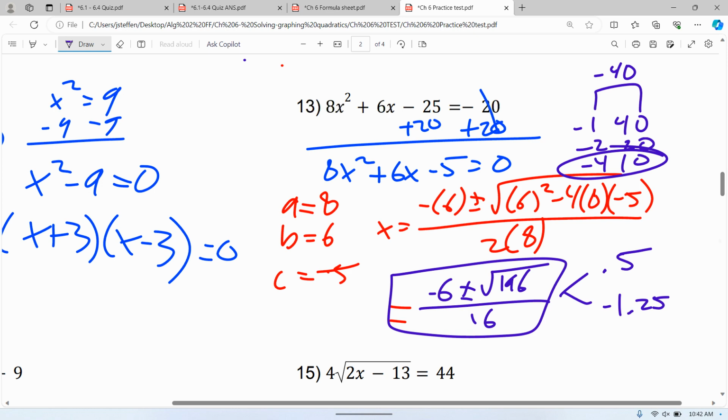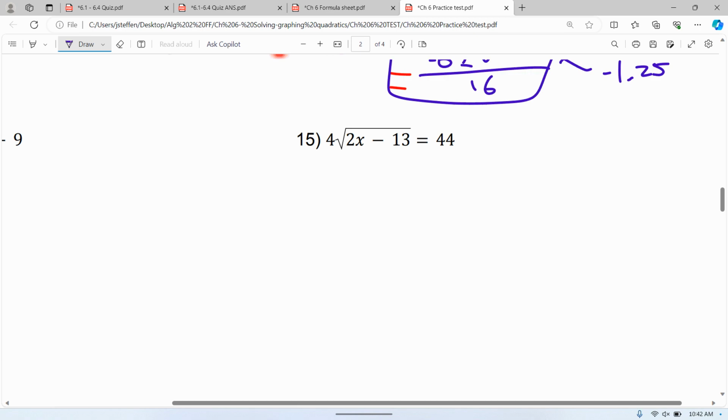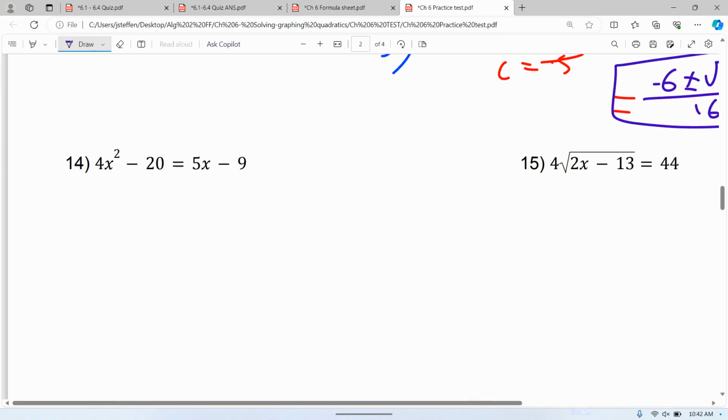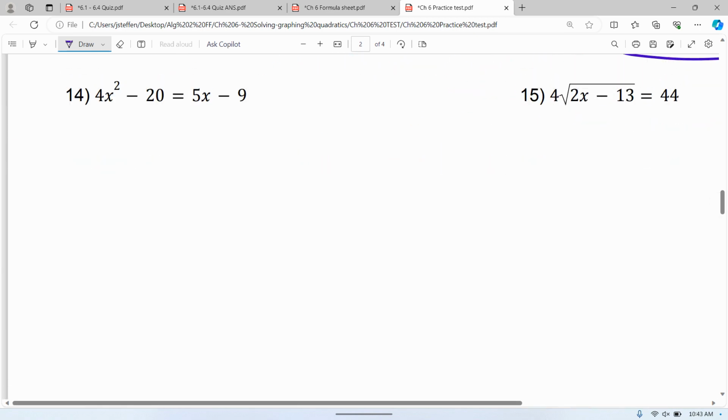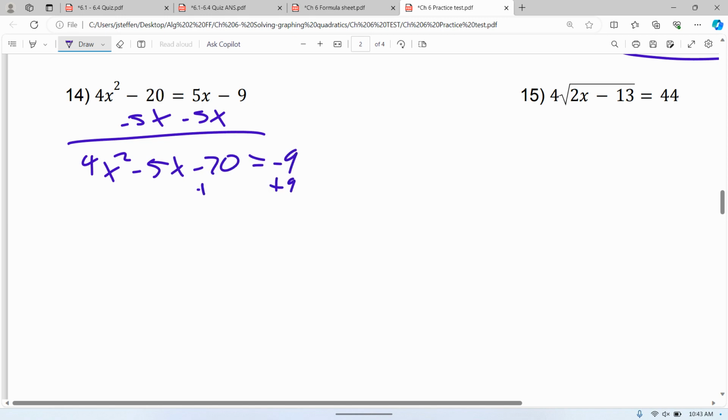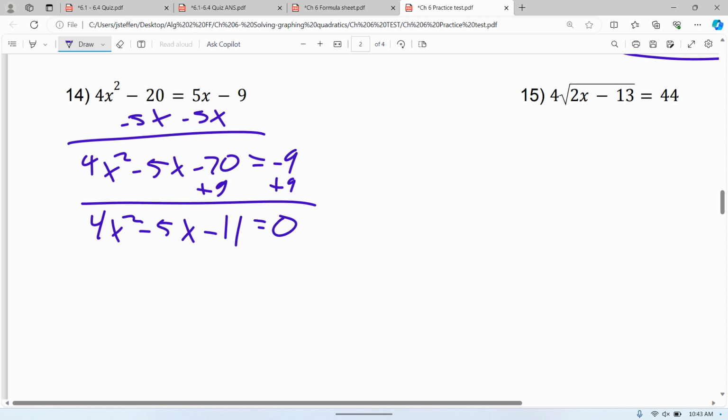So again, number 14, set it equal to 0. X squared minus 5 is equal to negative 9. Find both sides. 4x squared minus 5x. Math teacher, I should be able to do that in my head. Okay. This one is the one. Sorry, I mixed up 13 and 14. That's a negative 5. Negative 4. Sorry.